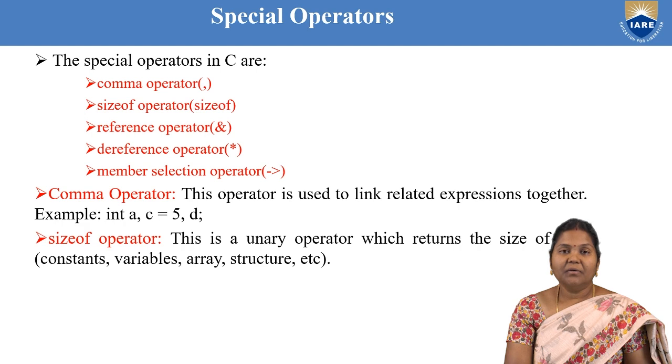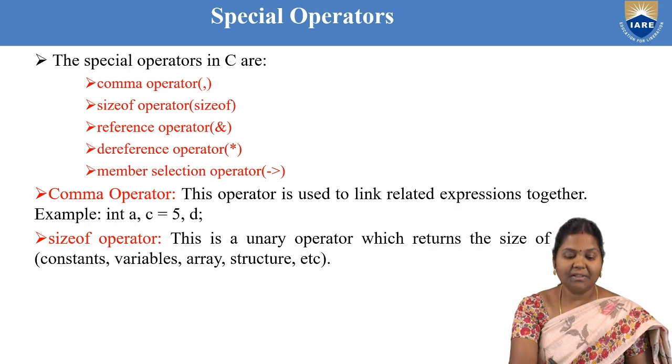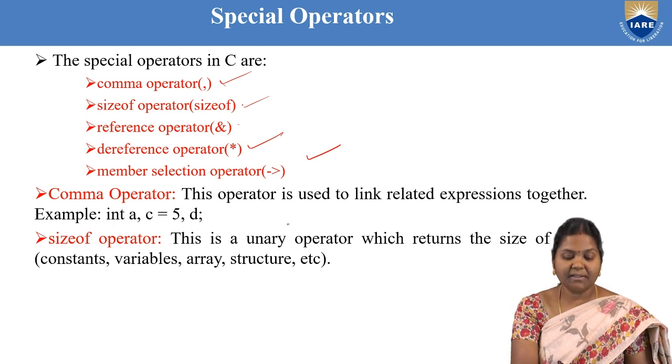Now, the final category of operators is called the special operators. What are the special operators in C? One is called the comma operator. Second one is called the sizeof operator. Third are the reference operator, dereference operator, membership operator or member selection operator and so on. The comma operator is normally used to link related expressions together. For example, if you want to write different expressions together, then you need a comma.